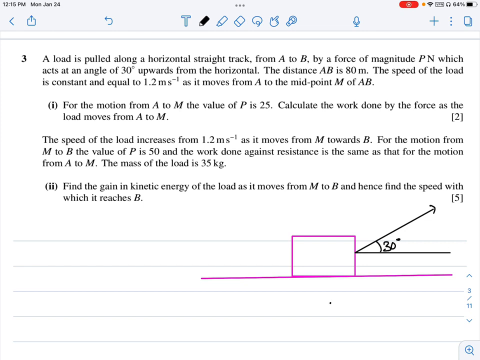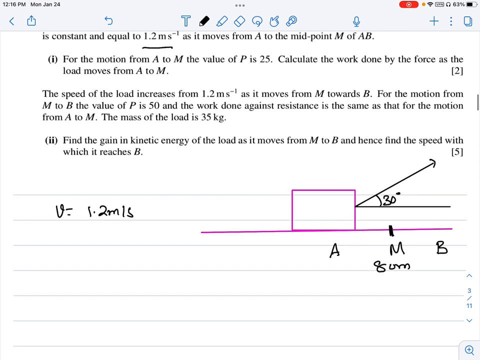The distance AB is 80 meters. So A to B is 80 meters. The speed of the load is constant, and the speed is going to be 1.2 meter per second as it moves from A to the midpoint of AB. Let it be C. For the motion from A to M, so he has already given M, so we cannot write C, so let it be M. For the motion from A to M, the value of P is 25. Calculate the work done by the force as the load moves from A to M.